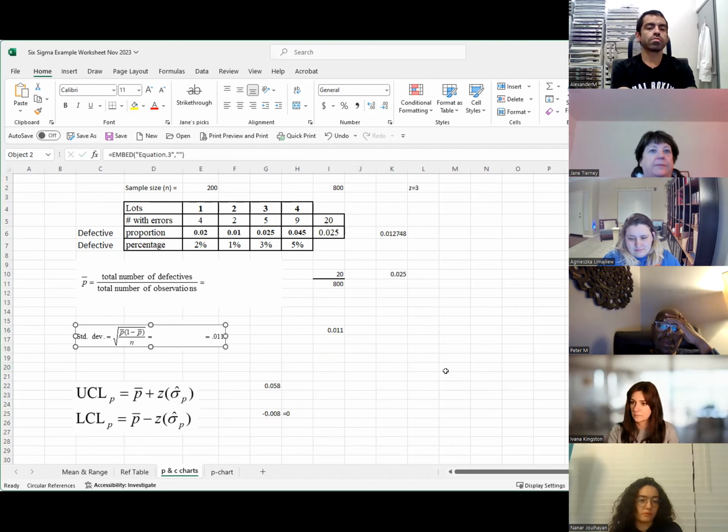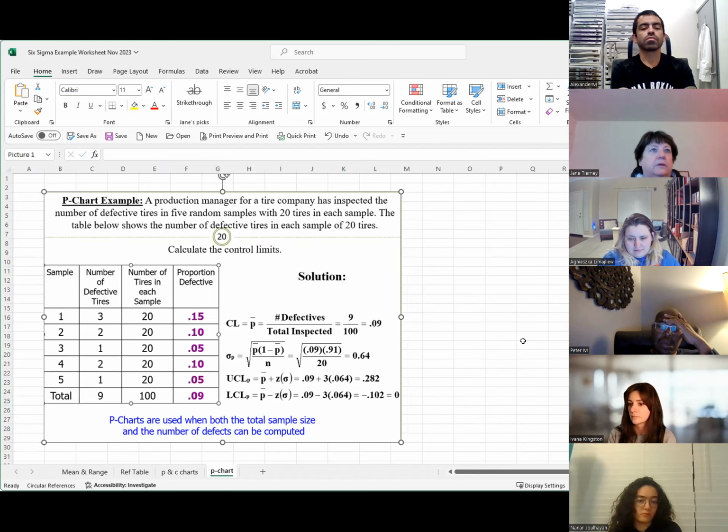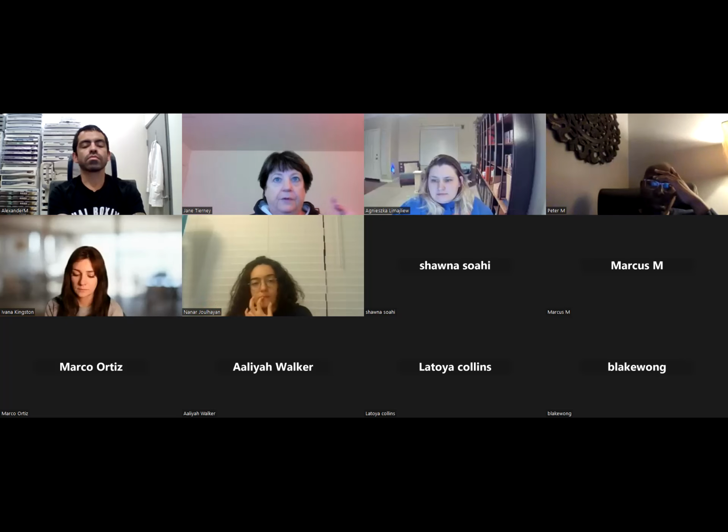But that's okay. And then here's the upper and lower control limits, and then here's another example of that. So let me save this and stop sharing, and I will put that in. I'm going to put this version in Canvas.